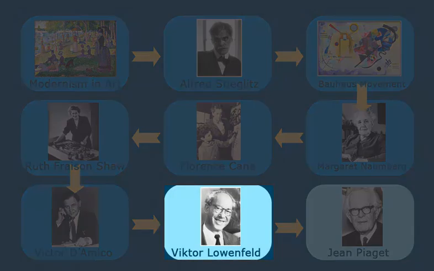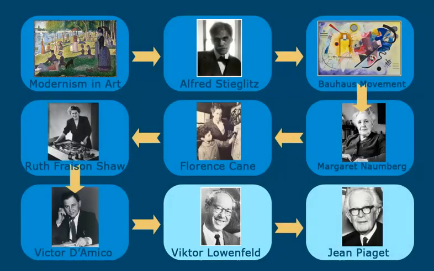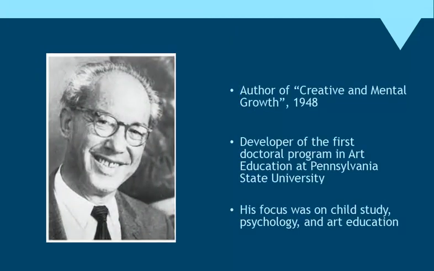Victor Lowenfeld. Victor Lowenfeld was raised in Austria, immigrated to England, and then later to the U.S. in 1938 to escape the Nazis. He was the writer of Creative and Mental Growth, published in 1948, and the developer of the first doctoral program in art education at Pennsylvania State University. His focus was on child study, psychology, and art education.